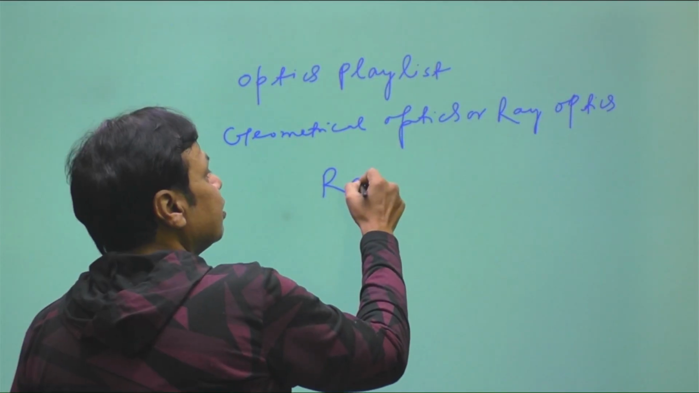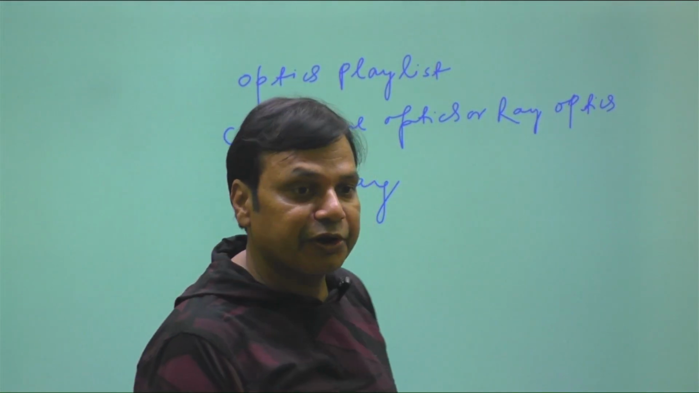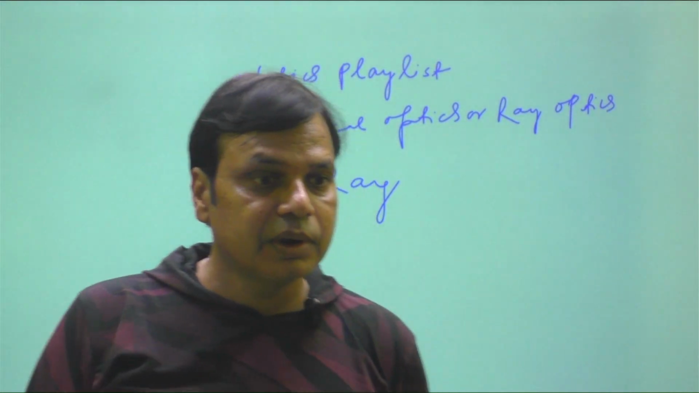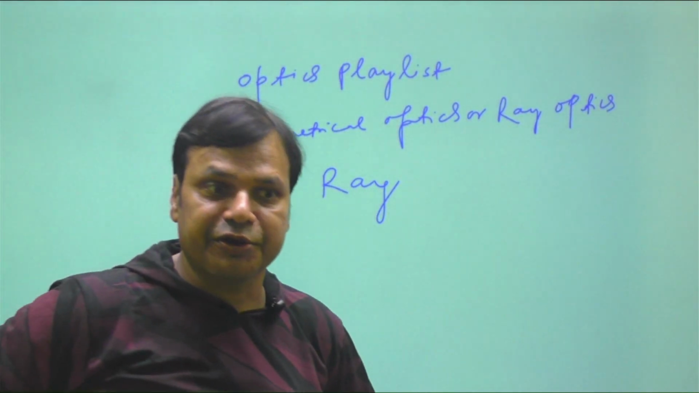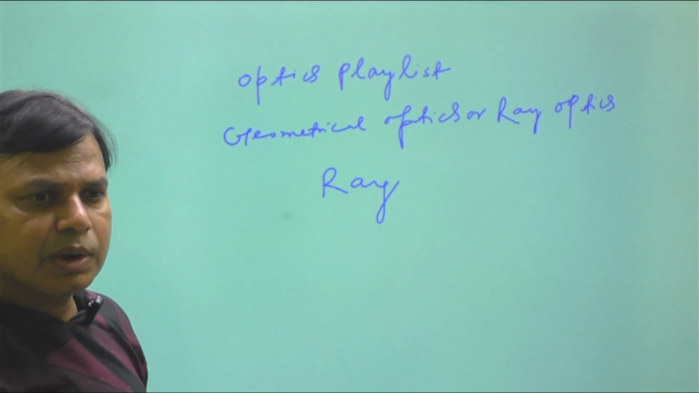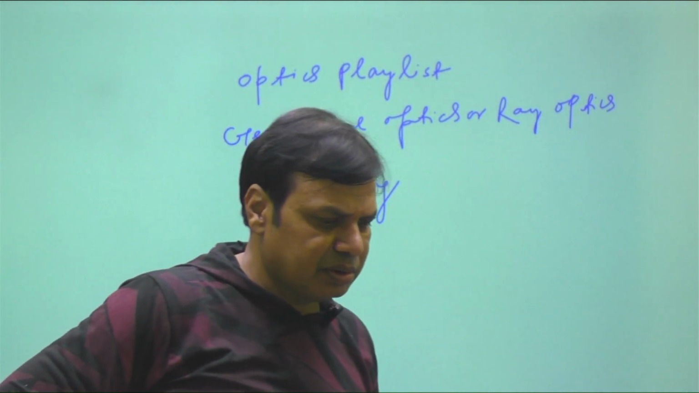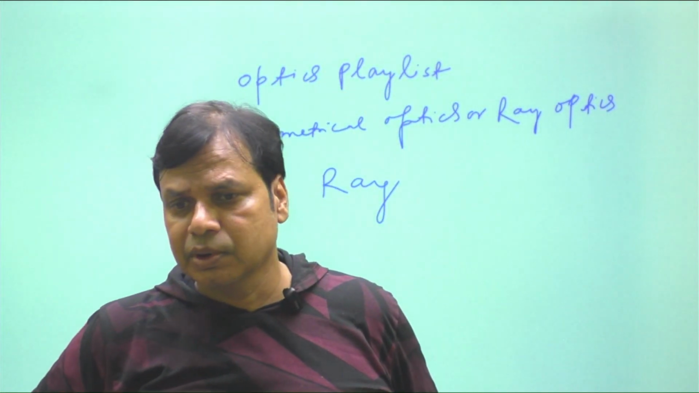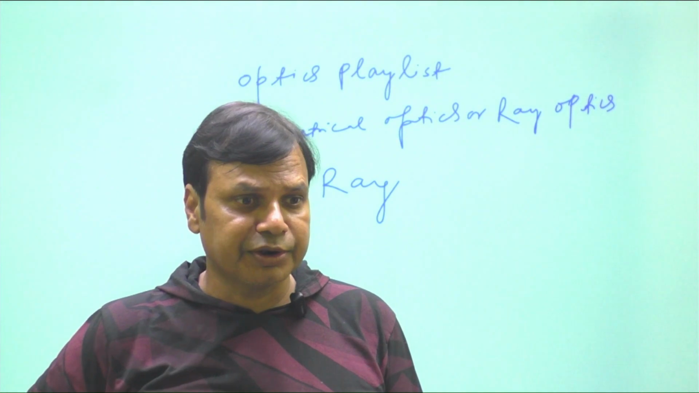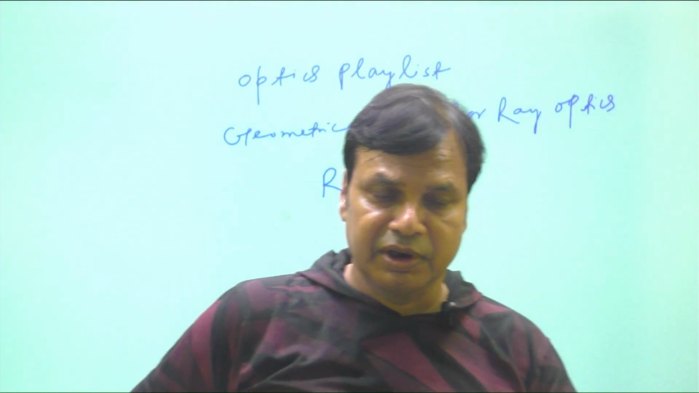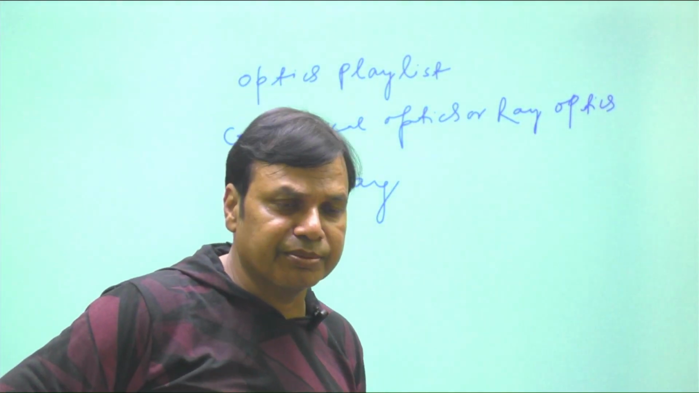So, this word, the light ray, is a critical word. What is a light ray? We all know light, different colors of light, visible light, got different wavelengths, and there is a difference between the wavelengths.